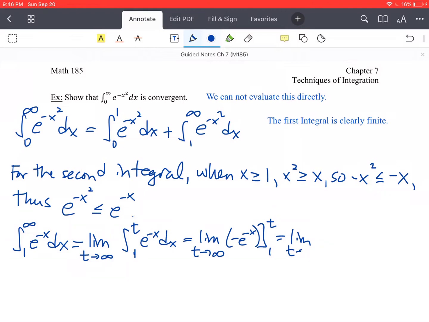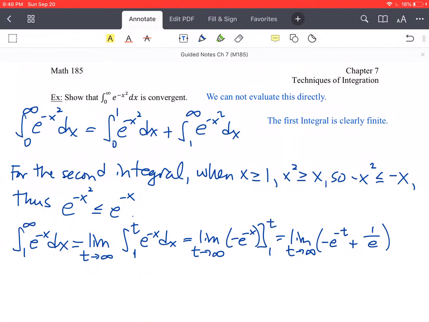So we have the limit as t approaches infinity of negative e to the negative t minus negative e to the negative 1. So that's going to become plus. And it's e to the negative 1, but I'm just going to write it as 1 over e, because those are the same thing. And that way I can get rid of a negative power. Okay. And so then notice what happens. As t goes to infinity, this value is going to head towards 0.